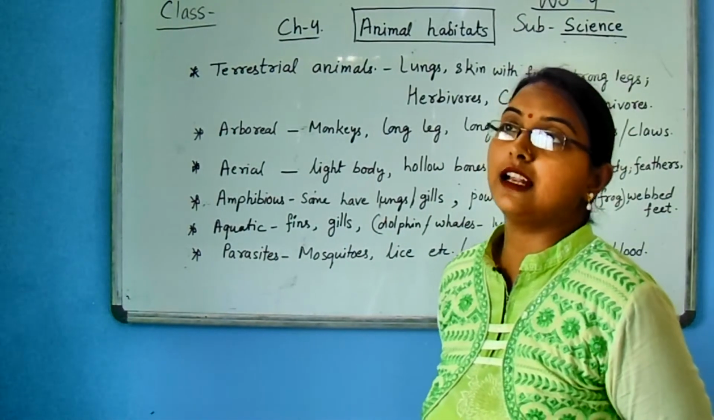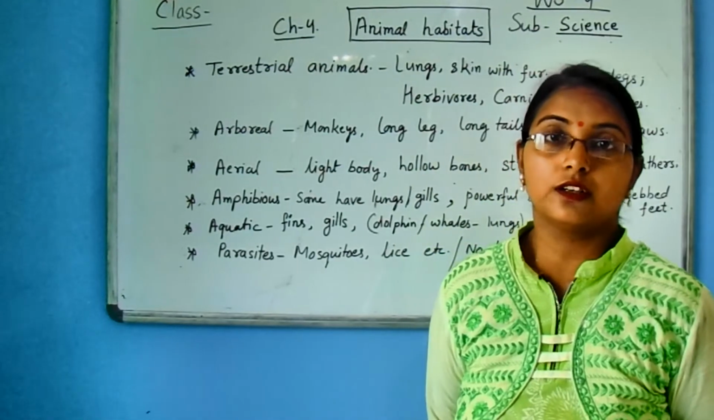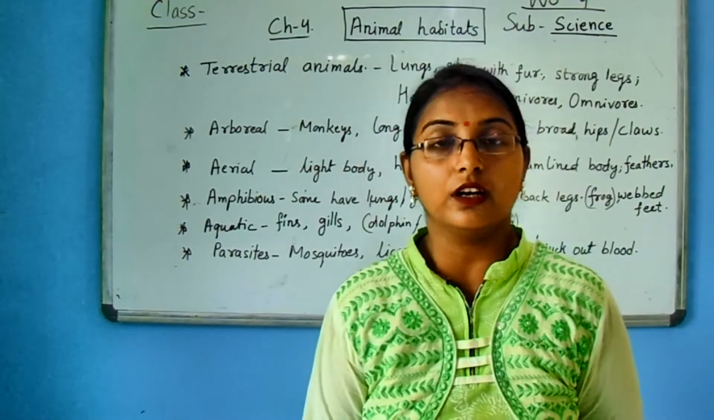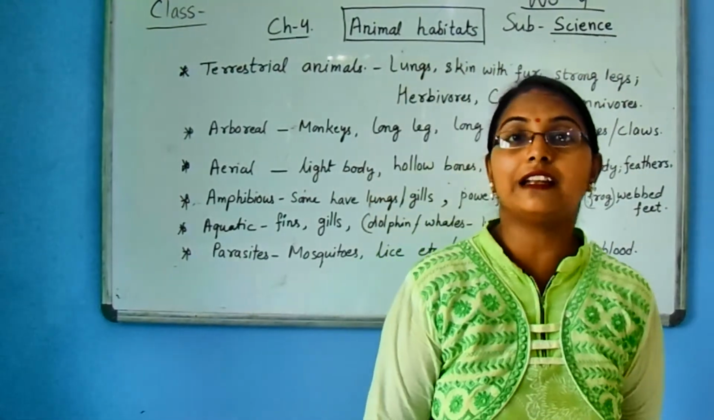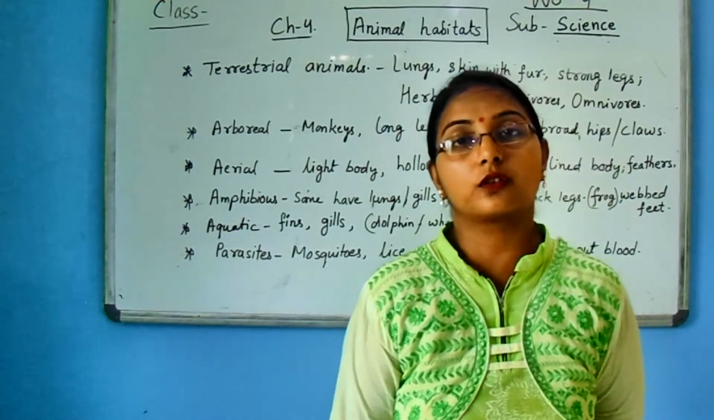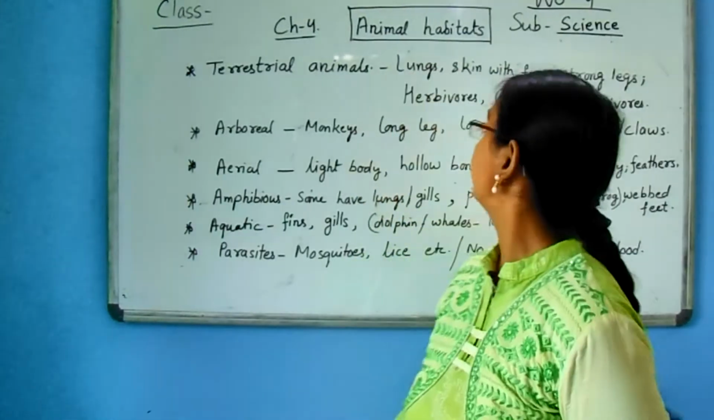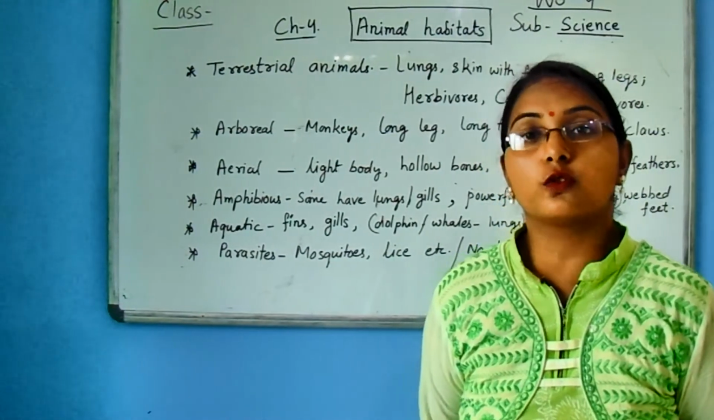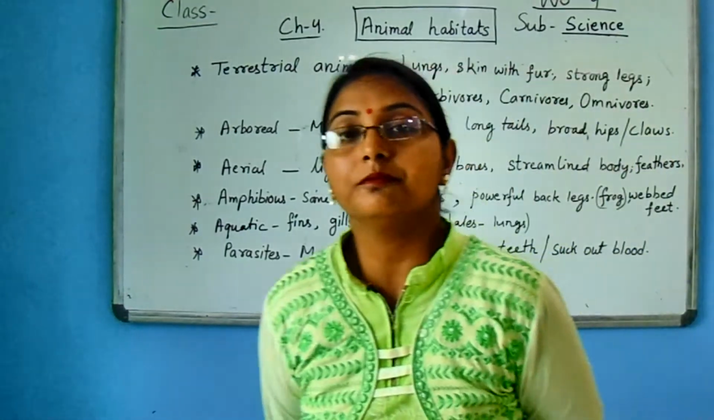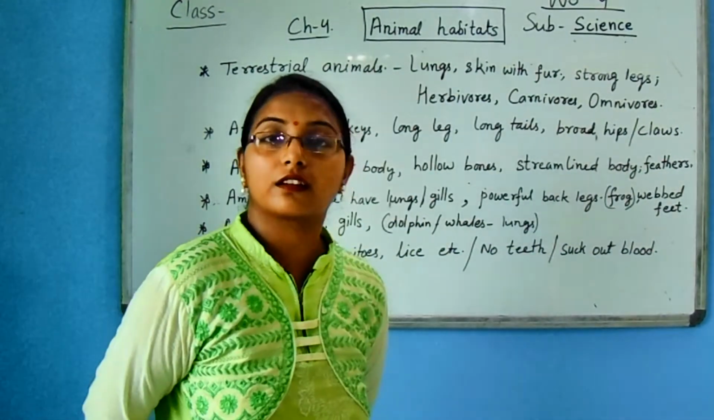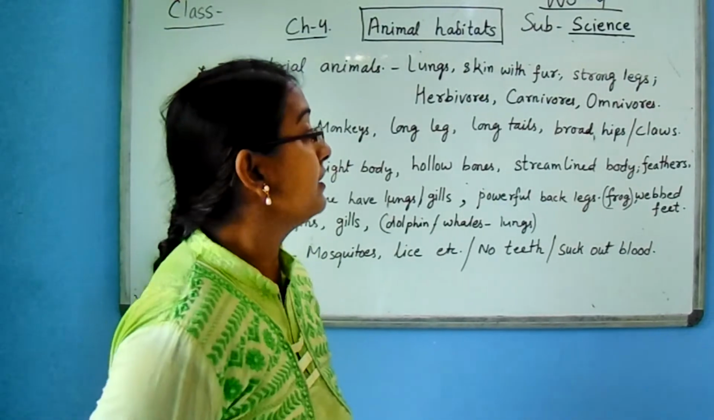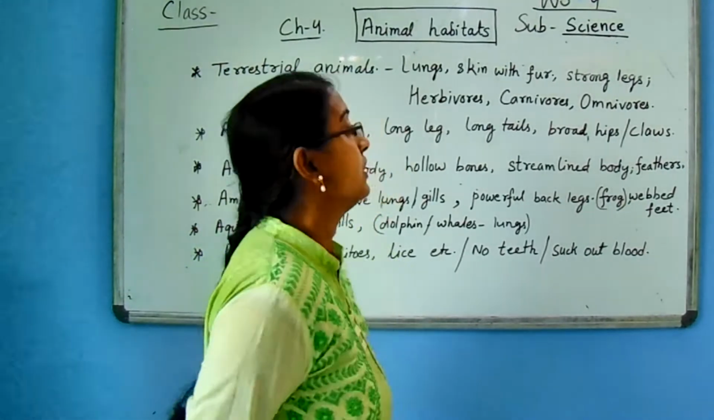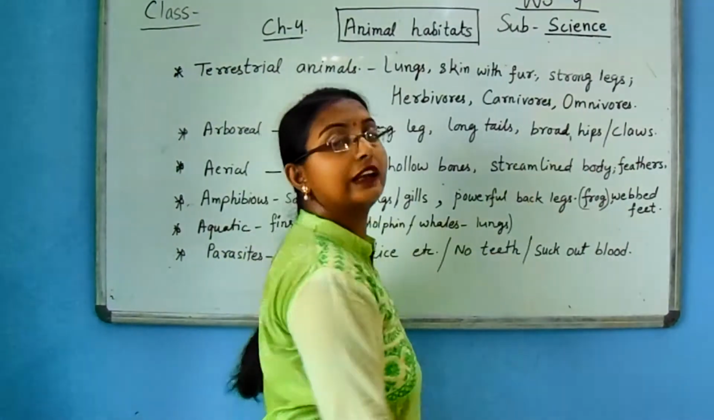They can breathe easily. Their skin can be covered with fur, that means they have fur, the skin hair, and they can control their body temperature. Strong legs: they have strong legs to survive on land. That means they can run, they can eat, they can move here and there in search of food and for protection. So they need strong legs.